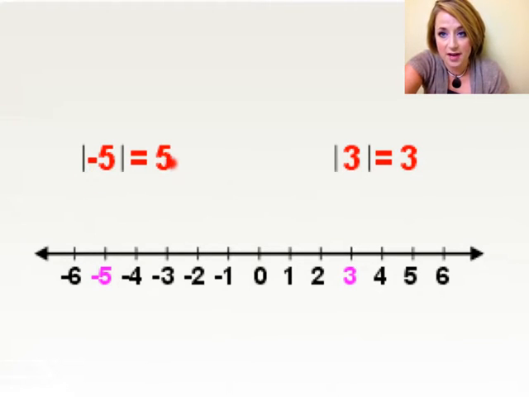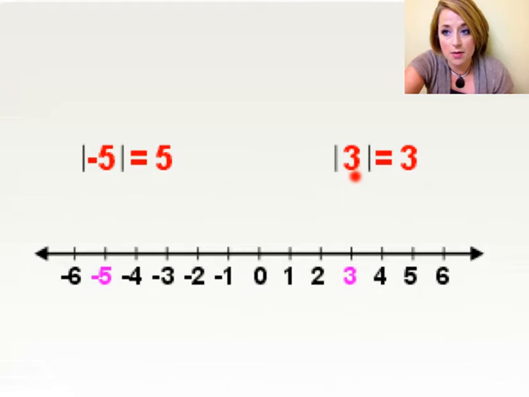So notice how we pretty much just dropped the signs. Absolute value of negative 5 is 5. That's because it is 1, 2, 3, 4, 5 units from 0. The absolute value of positive 3, there's 3 on the number line. If I count back to 0, 1, 2, 3 units.